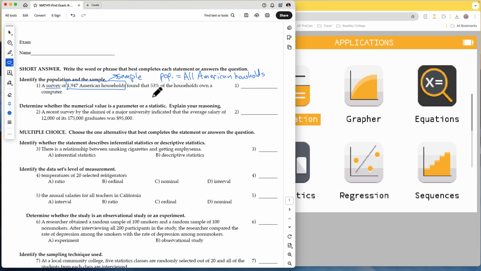Now some people get thrown off because there's another number here, but this number, 53% of the households, that's not a sample. It's not what it's referring to. This was taken from the survey. This is going to be a statistic. Because whenever you do a calculation of a value based on a sample, you have a statistic. That leads us directly into question 2.